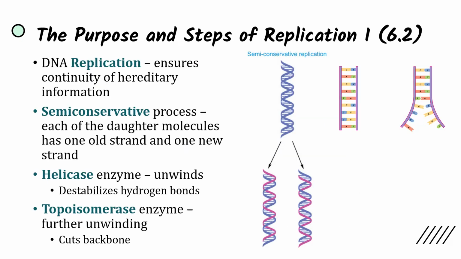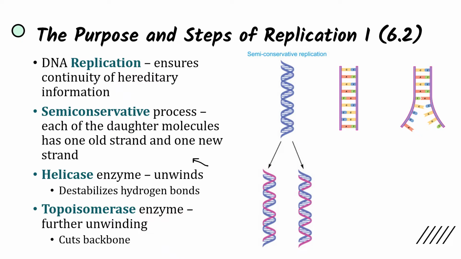Now we have to talk about DNA replication, and this is when, as in the name, DNA replicates itself, it duplicates itself. And this is a key part of the central dogma, which talks about the process of DNA being converted into outward expression, so into proteins. And DNA replication ensures continuity of hereditary information. DNA makes sure that all of the cells within your body are going to have the same DNA because of replication. And it is a semi-conservative process, meaning each of the daughter molecules has one old strand and one new strand.